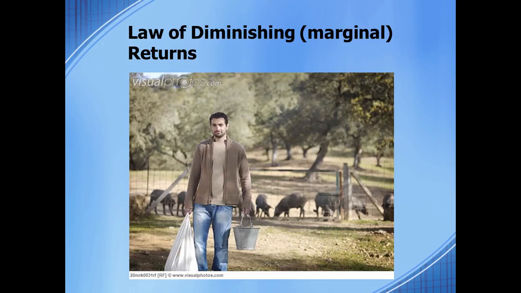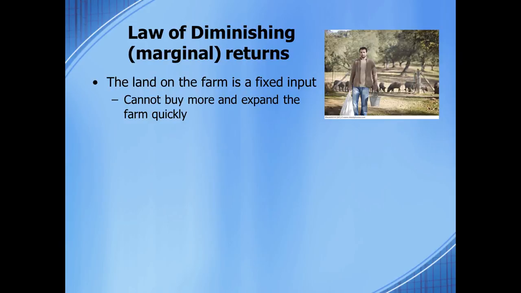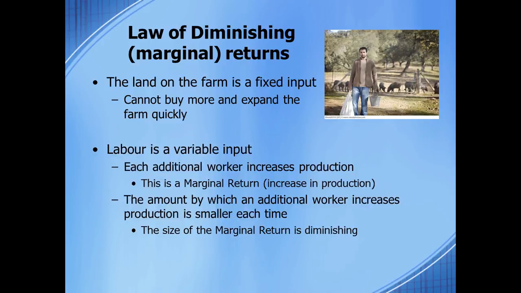If we consider the law of diminishing or marginal returns, take a farm, and perhaps one person working on the farm means that production can be relatively small. The land on a farm is a fixed input. You can't buy more or expand the farm quickly. But labour is a variable input, and each worker increases production. This is the marginal return, the increase in production. Now the amount by which an additional worker increases production is smaller each time, so the size of the marginal return is diminishing.